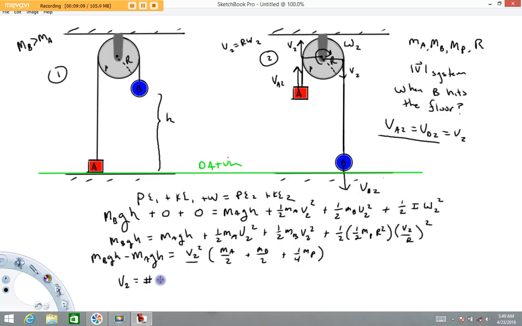So there's how we can get V2. And then once we want the rotation rate, we could take that right here, divide by R to get the rate of rotation of that pulley. Now, while I'm at it, I'm going to go ahead and talk about how we would use this velocity to now try to find the acceleration of the system.